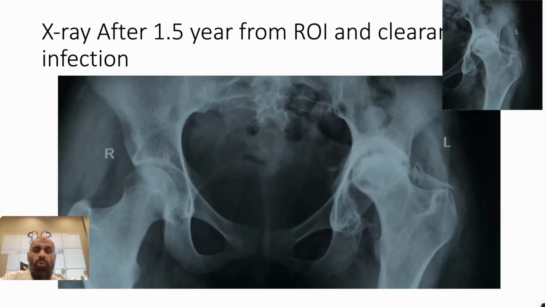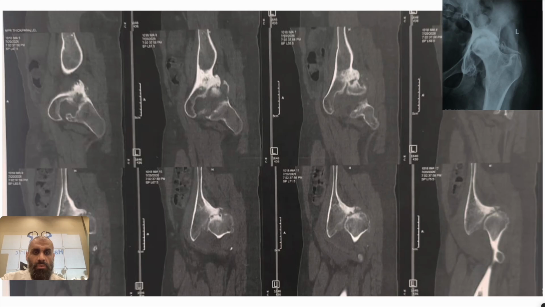This is the AP of both hips showing migration of the femoral head up and in, and shortening of the lower limb. The CT scan shows involvement mainly of the posterior column with loss of part of the posterior wall. However, the anterior column was intact and the femoral head was still structurally okay, but with cartilage loss.